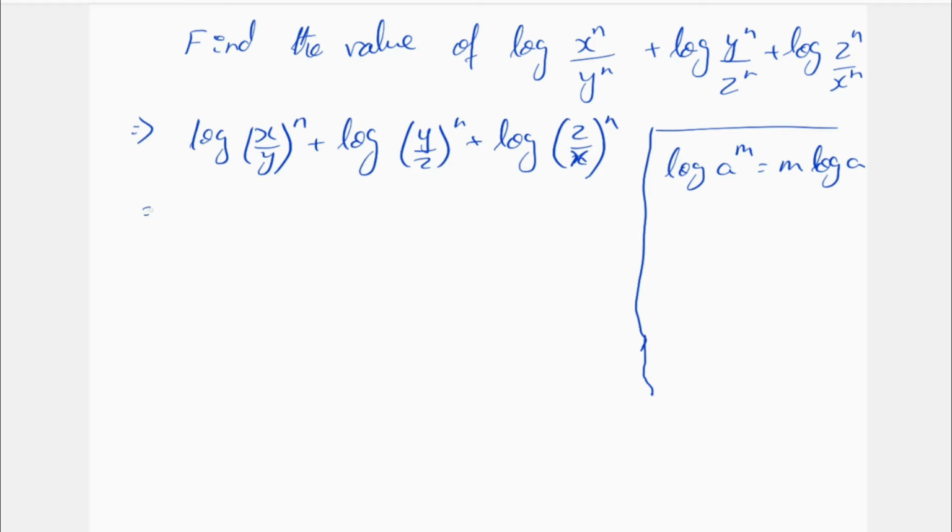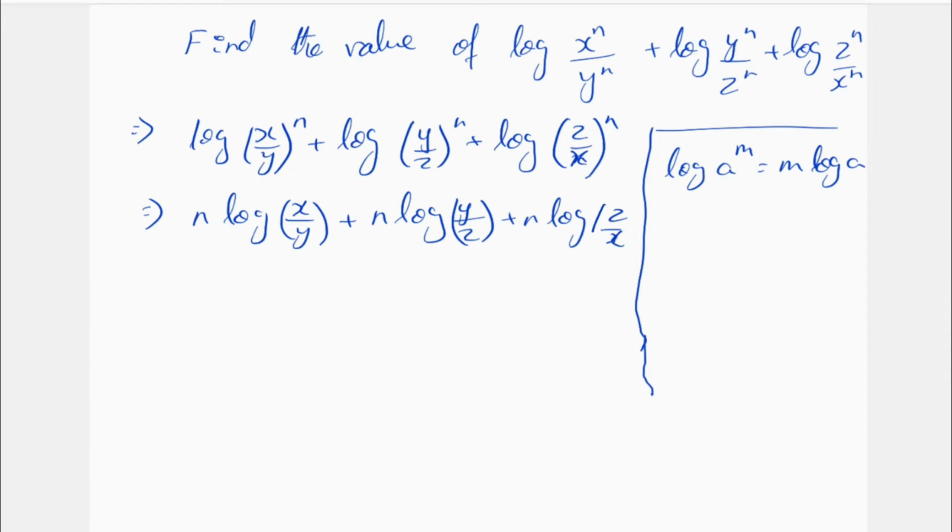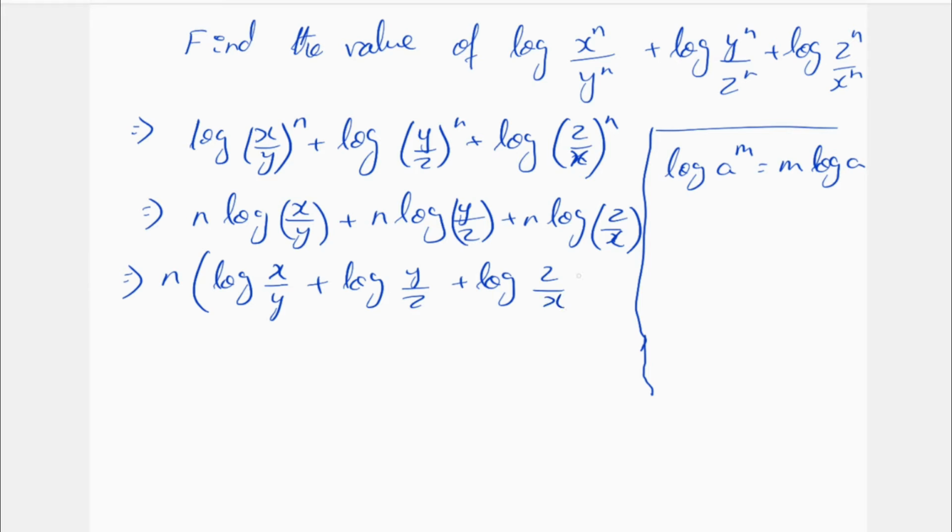Okay, now using this property, I am taking n to the front, n log of x by y plus n log of y by z plus n log of z by x. Okay, for all three logs, I have taken the n from the power to the front side. Now I can take n common, outside. When I take n common from all these logs, I will be having log of x by y plus log of y by z plus log of z by x. Okay, this is what I have over here.